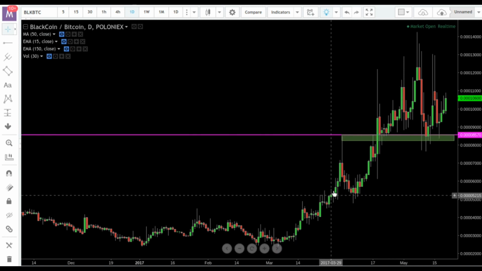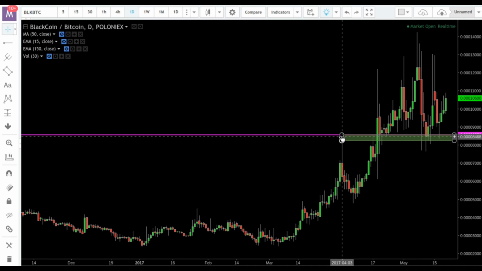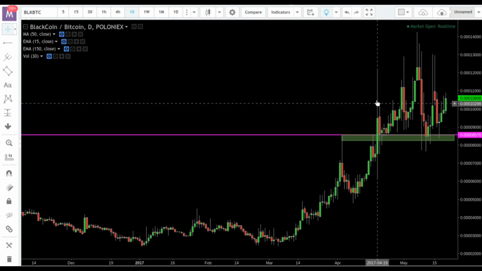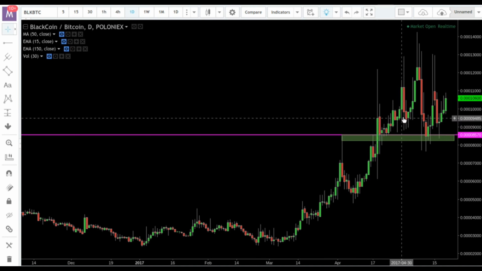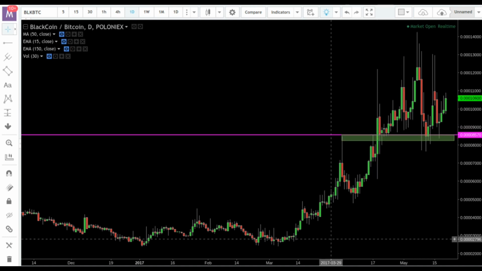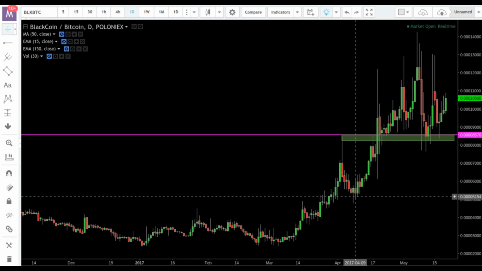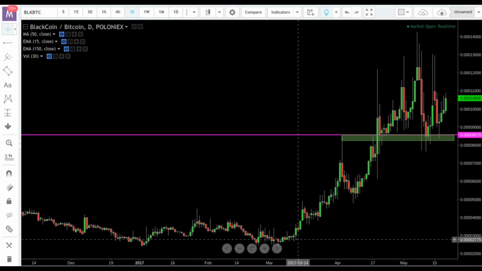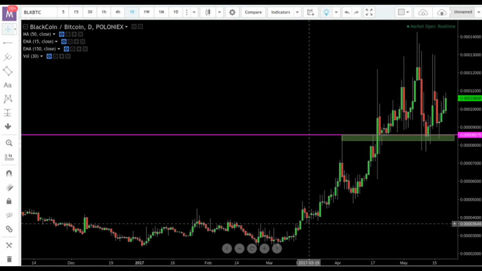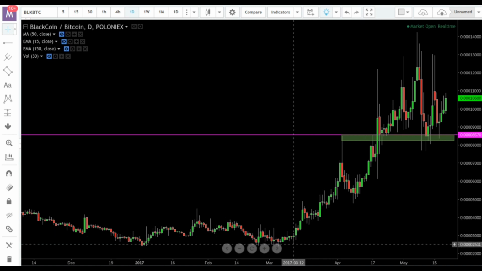Whenever we see a resistance line, more than likely at some point in the future, we want to see that resistance line become a support. And of course, that's with an uptrend, with a market that is going up, that we're seeing higher highs and higher lows. So as you see, there's a red candle.